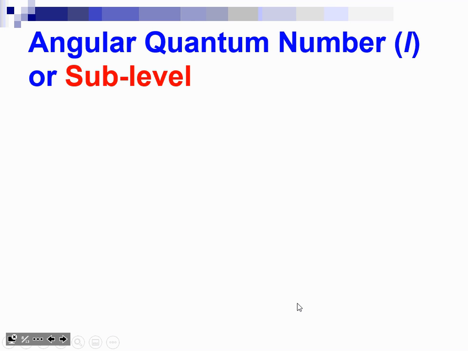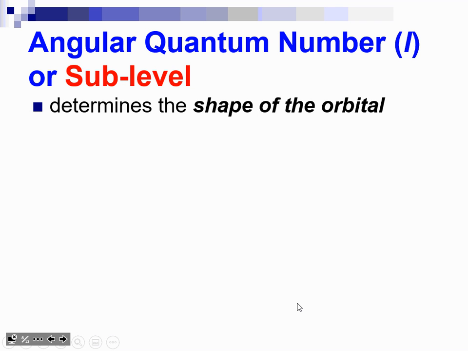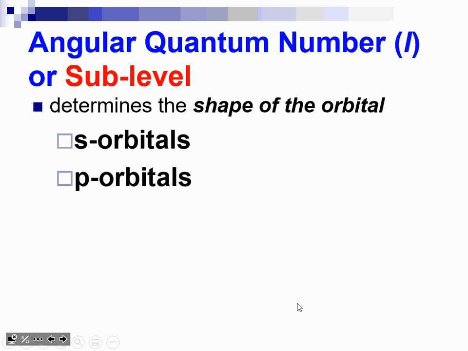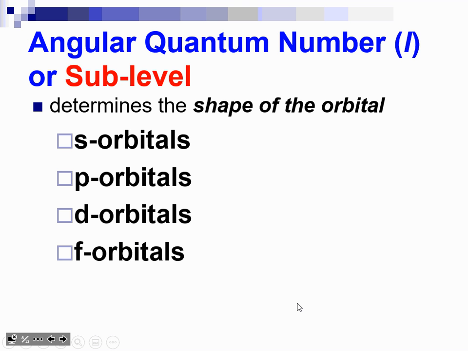Our next one is the angular quantum number, which I refer to as a sublevel, okay? What is the sublevel? Well, the sublevel determines the shape of the orbital. And we're dealing with these. We deal with 4 different types. And those 4 types are the S orbitals, the P, the D, and the F. So the 4 types of orbitals, the S, P, D, and F orbitals.